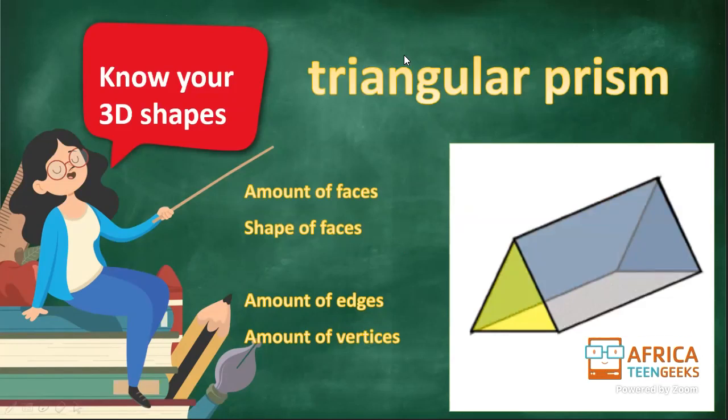Triangular prism. Amount of faces. Let's count together. We have 1, 2, 3, 4, 5. You can see all of them because I gave you a nice transparent image. That's correct. We have 5 faces. And the shapes of the faces, now I want to see you say this many of this shape and this many of this shape. Let's see who knows.